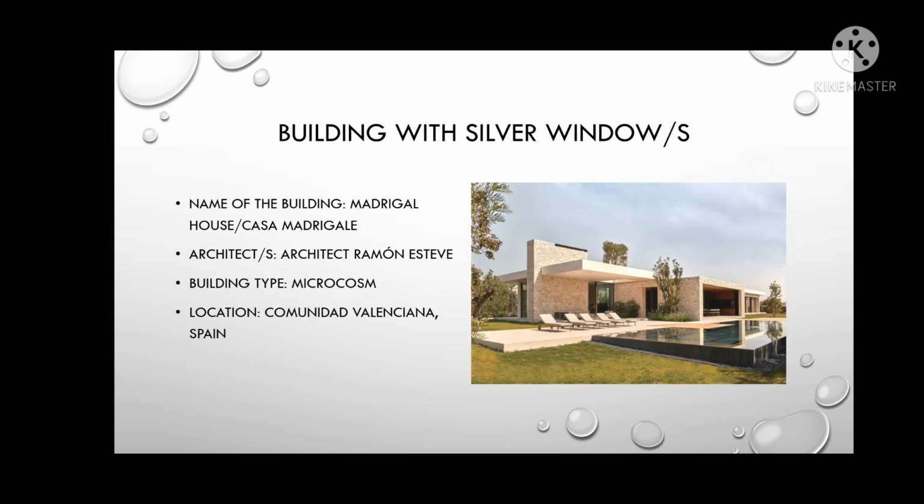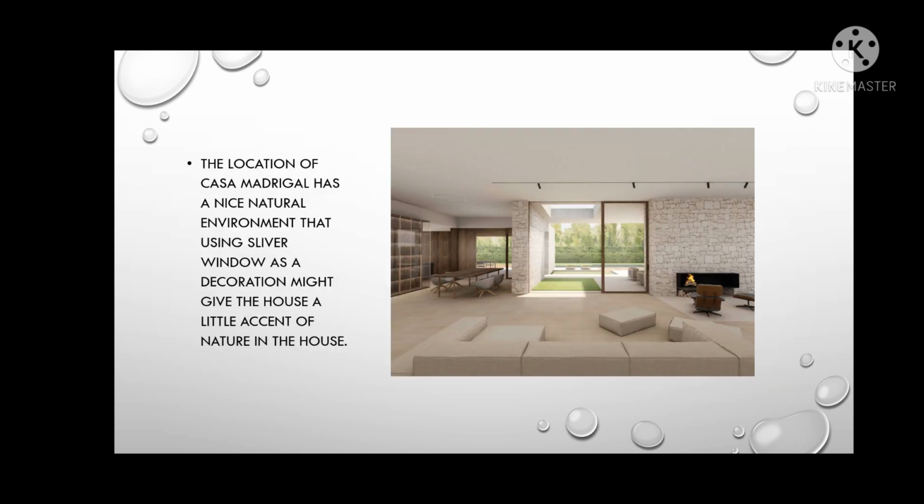So, sa building with sliver window po is yun din po ng building natin sa Madrigal House o Casa Madrigal. Ang architect po is si Architect Ramon Esteve. Building type po is microcosm at location po siya sa Comunidad Valencia, Spain. So maganda pong magtayo po sa bahay na to ng sliver window dahil nga po sa environment po na nakapaligid po sa bahay nila.